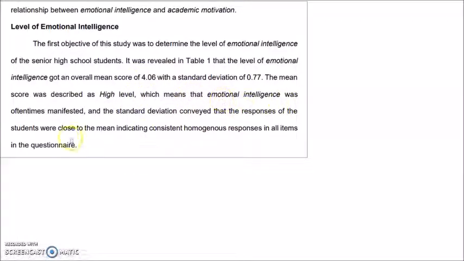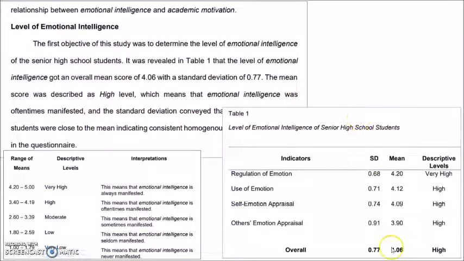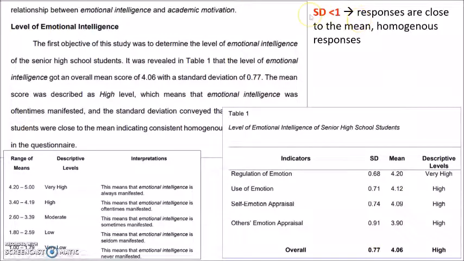Which means that emotional intelligence was oftentimes manifested. And the standard deviation conveyed that the responses of the students were close to the mean, indicating consistent homogeneous responses in all items in the questionnaire. So, saan galing ito? Sa standard deviation class, okay, ito yung standard deviation, 0.77. Ano bang meaning yan? Ito ang tandaan natin, when the standard deviation is less than 1, meaning the responses are close to the mean, indicating that the responses are homogeneous.